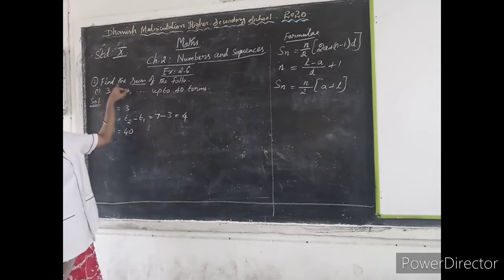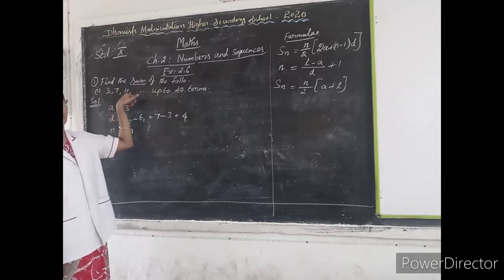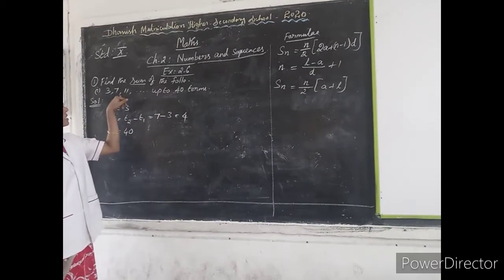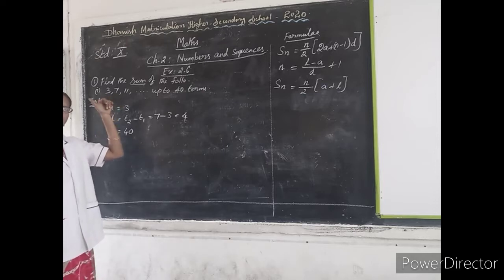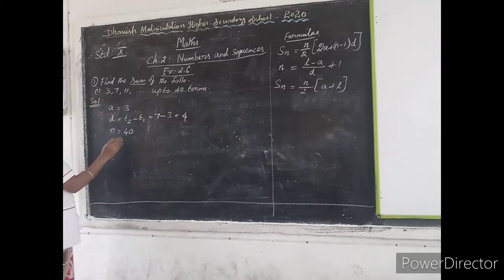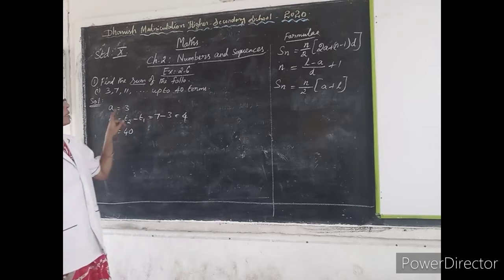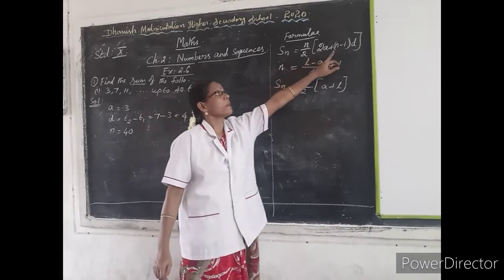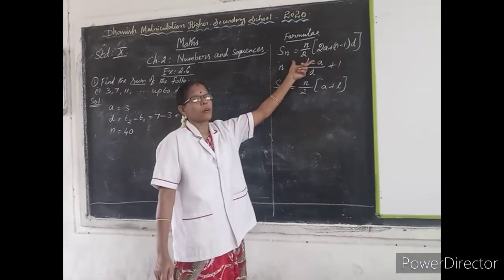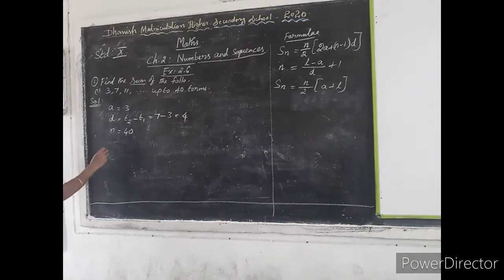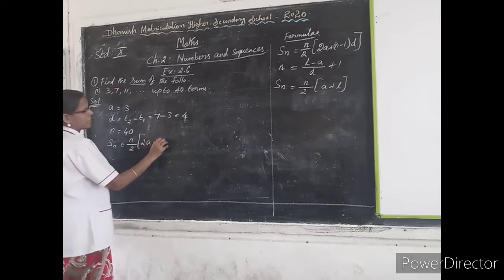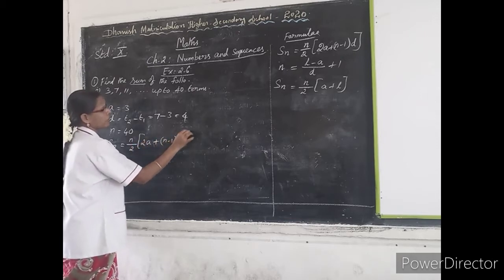What is our question? Find the sum of the following arithmetic series. Because the common difference is here, therefore the given sequence is an arithmetic sequence. So what formula do we have to use here? Find the sum of. So Sn is equal to n by 2 into 2a plus n minus 1 into d is the suitable formula here. So use that formula. Sn is equal to n by 2 into 2a plus n minus 1 into d.